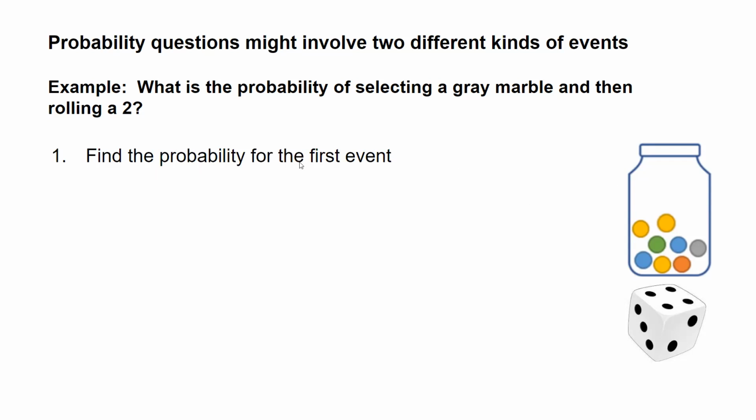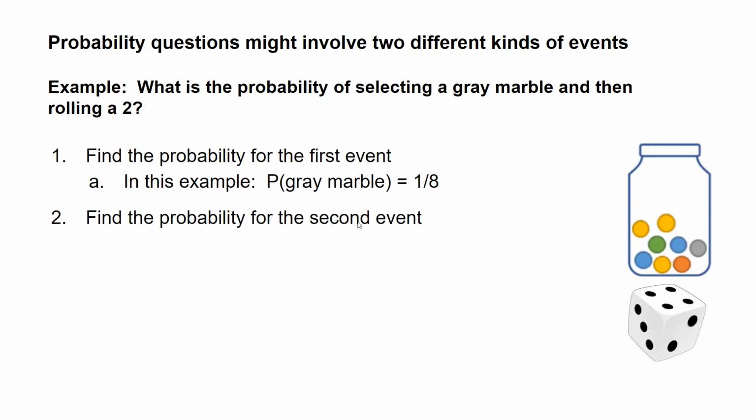We're going to find the probability of the first event. The first event is picking a marble, and we're interested in a gray marble. And we can see that there's one gray marble, and there's a total of 8 marbles in this jar. So the probability of a gray marble is 1 out of 8.